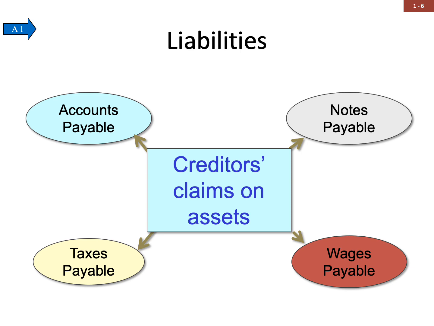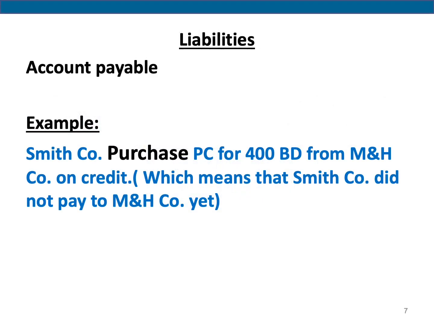So let us explain accounts payable in detail. Let's jump directly to the example. We have Smith company. They purchase a PC this time. They did not sell, they purchased. So Smith company purchases a PC for 400 BD from M&H company on credit.